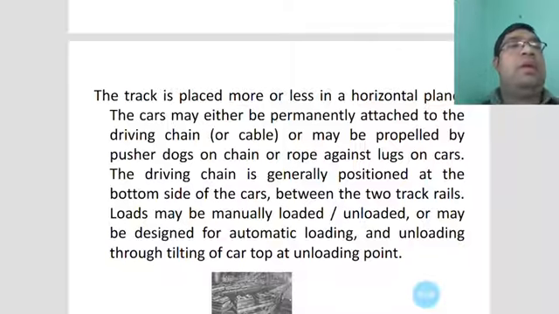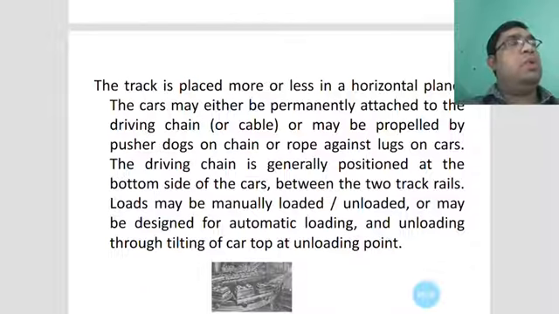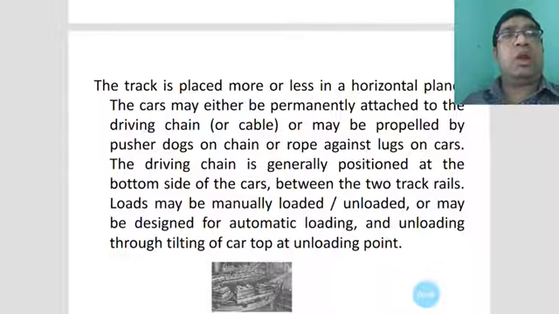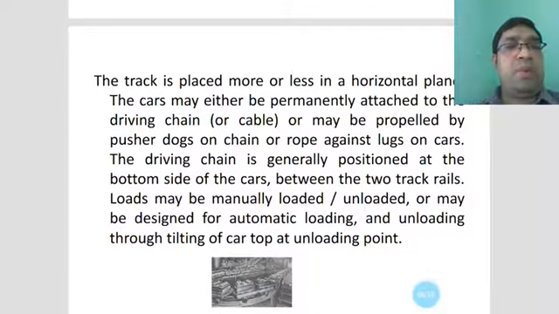This driving chain is generally positioned at the bottom side of the car between the two track rails. In a few cases we can see different types of fare, also small toy type cars, and one round shape also will be there. In the different fare, we can see small kids ride on the car, and the car will move, and sometimes it will rotate manually, and in a few cases it will rotate automatically.